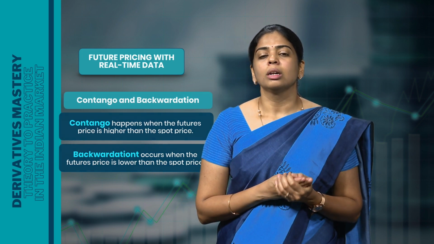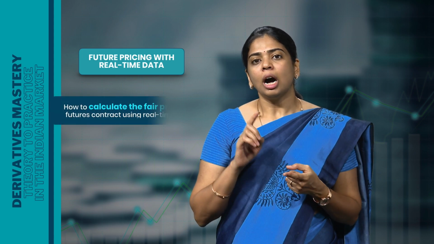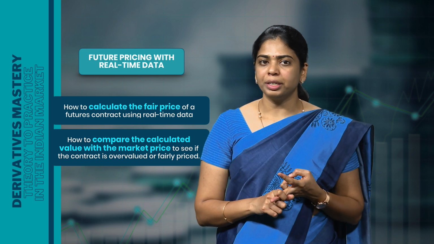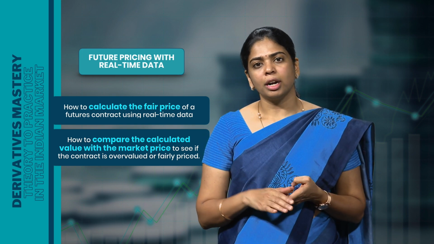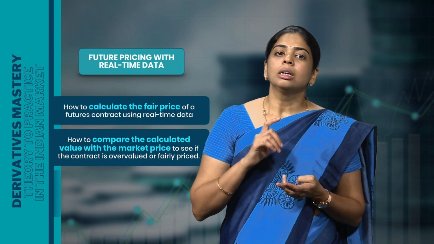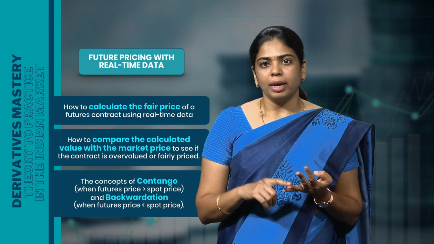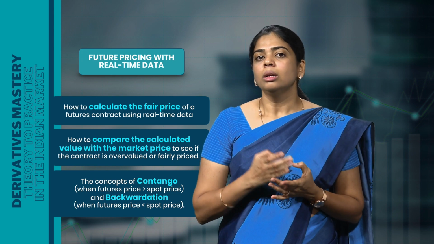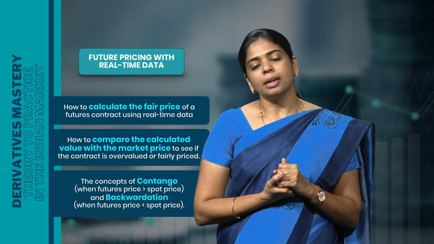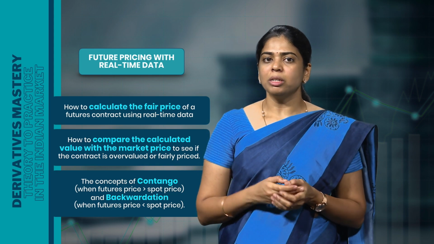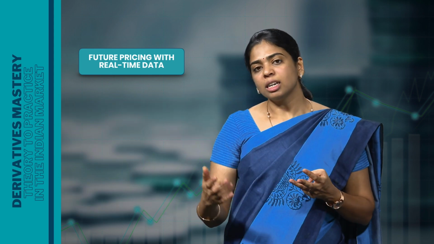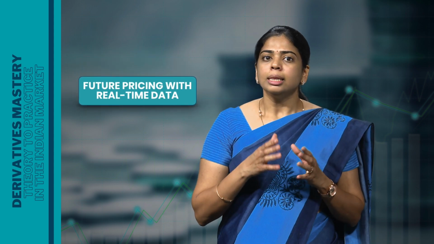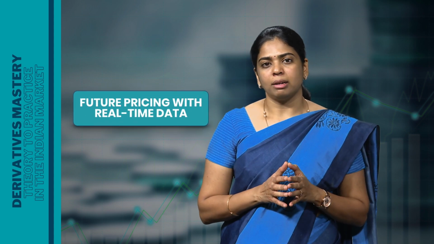So, in this lecture, we have learned how to calculate the fair price of future contract using real time data, how to compare the calculated value with the market price to see if the contract is overvalued or fairly priced, and the concepts of contango when future price is greater than the spot price, and backwardation when future price is less than the spot price. Before we wrap up, here's a task. Try finding examples of contango and backwardation in other commodities or stocks. Look at crude oil futures or gold futures. Those markets often show these kinds of patterns.